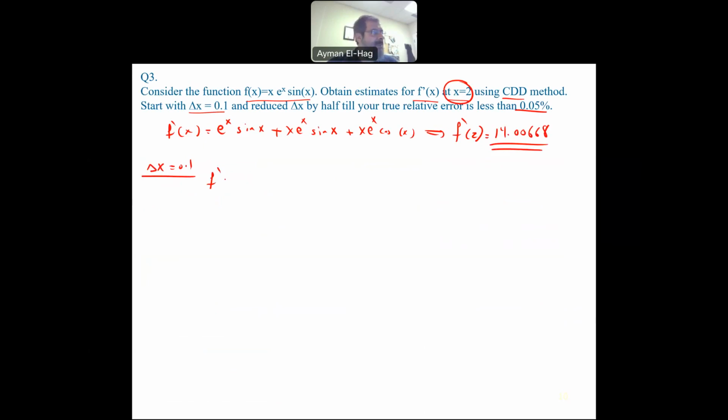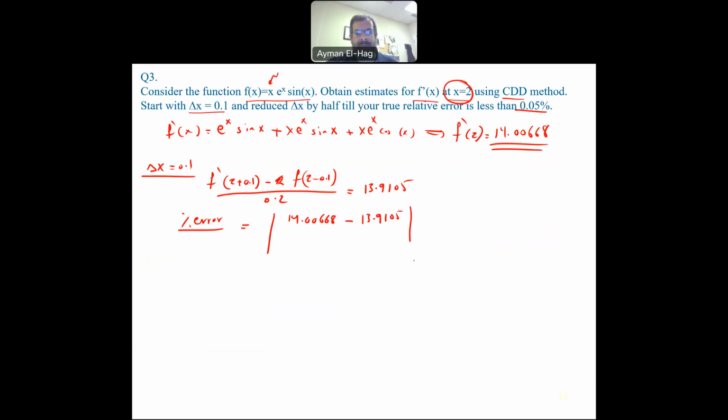Okay, now we use the CDD for delta x equal to 0.1. Your f prime is basically equal to f of 2 plus 0.1 minus f of 2 minus 0.1 divided by 2 delta x, which is basically 0.2. So this is 2.1, 1.9, and we substitute in the function here. Again, x has to be in radian, something you have to be careful with. So we'll get 13.9105. So the percentage error will equal the absolute value of 14.00668 minus 13.9105 divided by 14.00668 times 100, and this will give me 0.687%, still higher than the required accuracy.